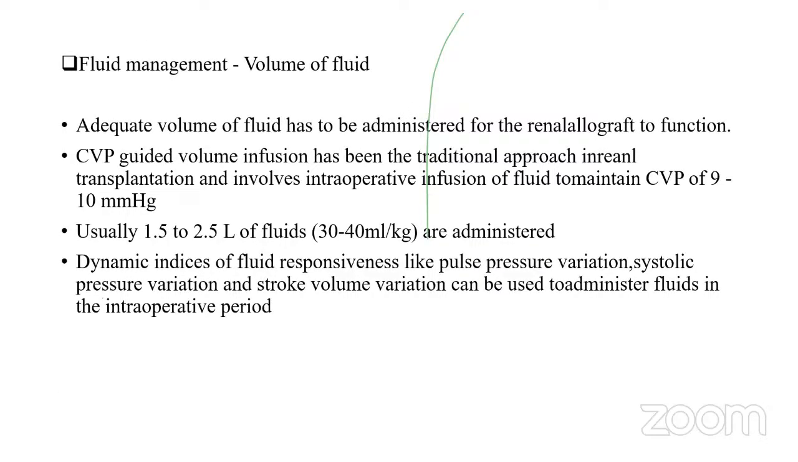Fluid management. An adequate volume of fluid has to be administered for the renal allograft to function. CVP-guided volume infusion has been the traditional approach in renal transplantation, involving intraoperative infusions of fluid to maintain CVP at 9 to 10 millimeters of mercury.